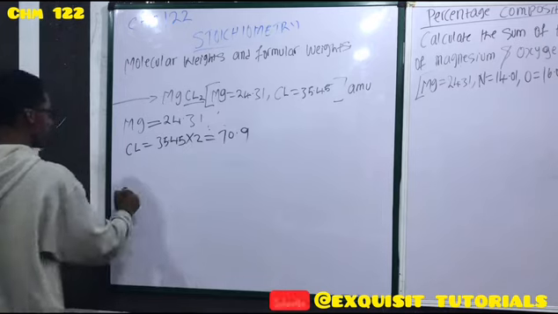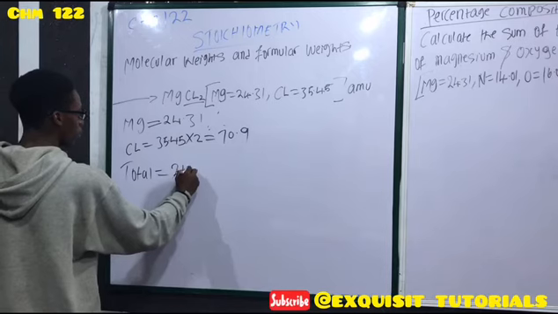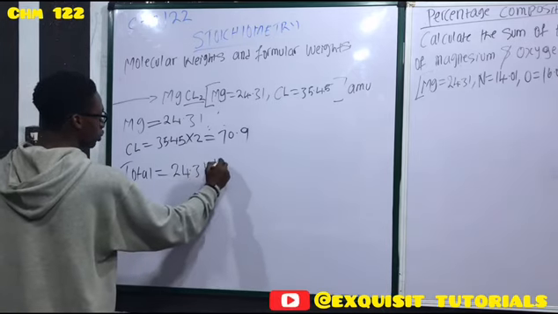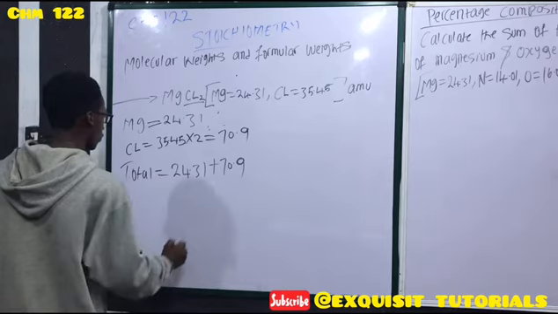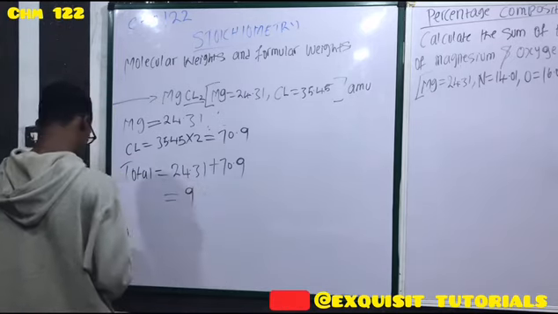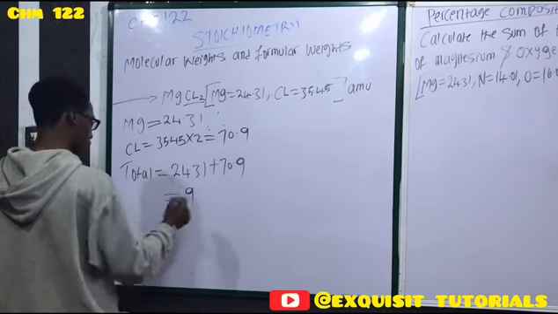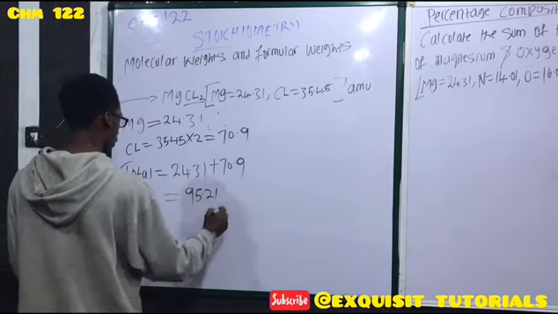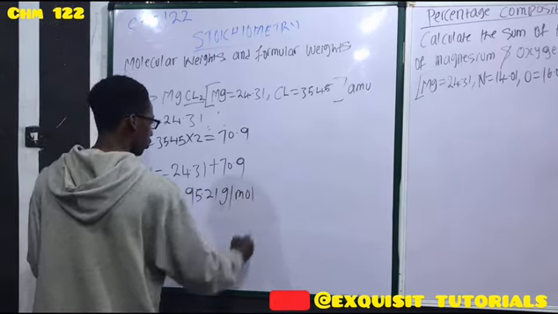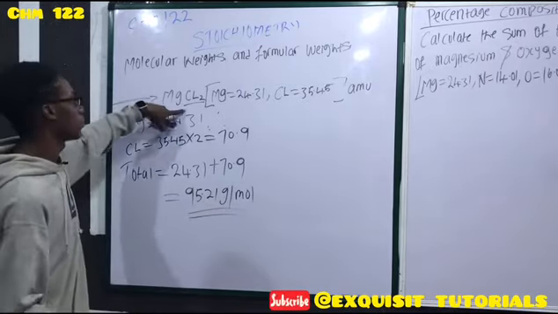Alright, so we have a total of 24.31 plus 70.9, which is approximately equal to 95.21 grams per mole. Alright, this is the solution to this question here.